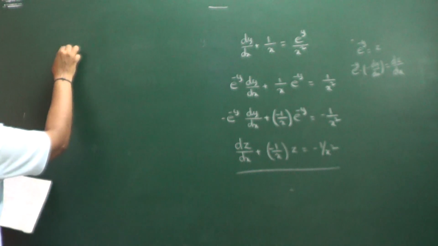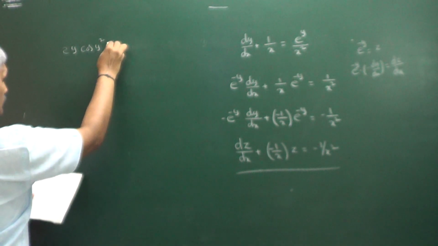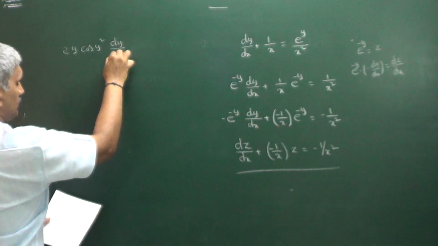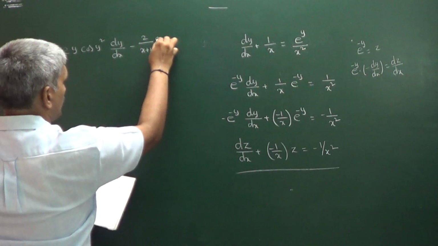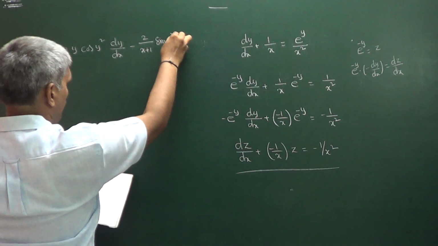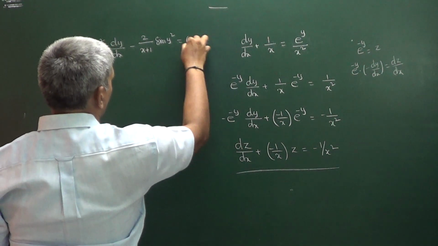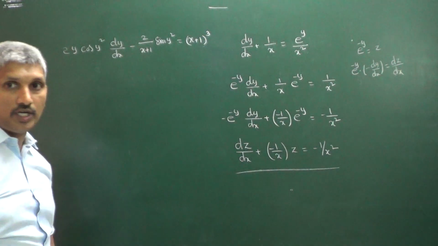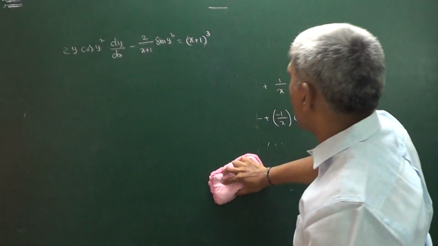So one more question: 2 times y into cos of y square into dy by dx minus 2 by x plus 1 into sin of y square is equal to x plus 1 whole cube. So that is the given equation. Now can anyone get an idea how to proceed?